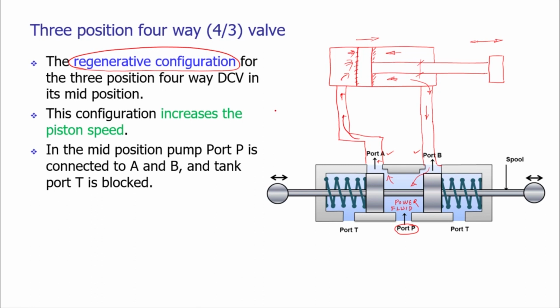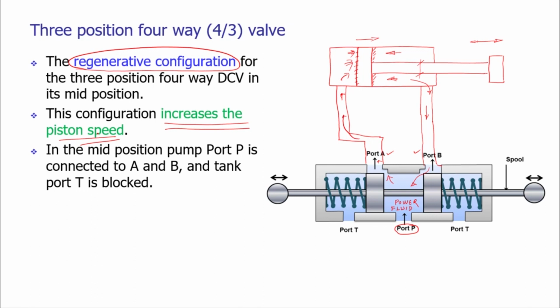Thus the pressure which is generated on the rod side can be utilized to apply more pressure on the piston side. So the energy which otherwise would get wasted, that energy which would be going down to the tank itself, can be utilized to apply more energy. We can regenerate the energy, we can save the energy, and that extra energy that we apply will certainly increase the speed. So this kind of configuration is called the regenerative configuration.